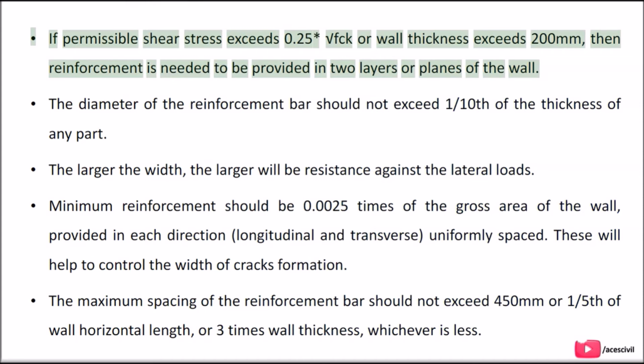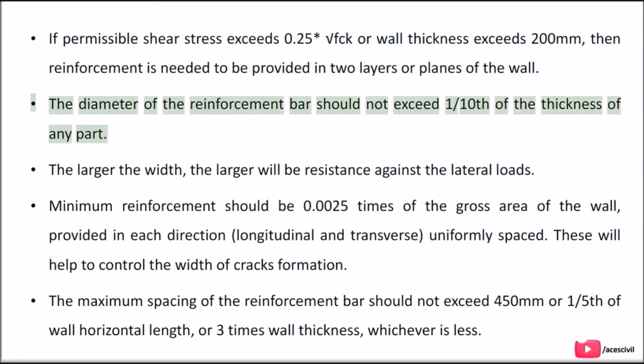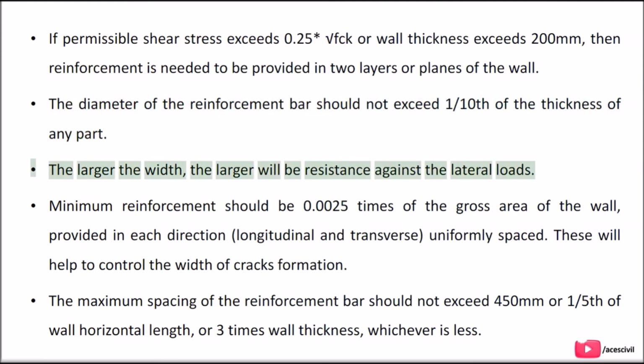If permissible shear stress exceeds 0.25√fck or wall thickness exceeds 200 mm, then reinforcement is needed to be provided in 2 layers or planes of the wall. The diameter of the reinforcement bar should not exceed 1/10 of the thickness of any part. The larger the width, the larger will be resistance against the lateral loads.